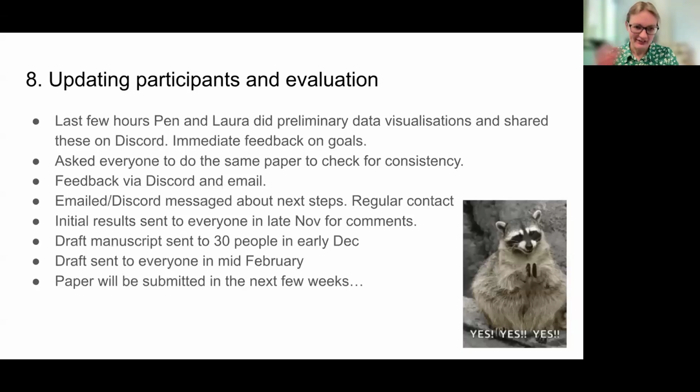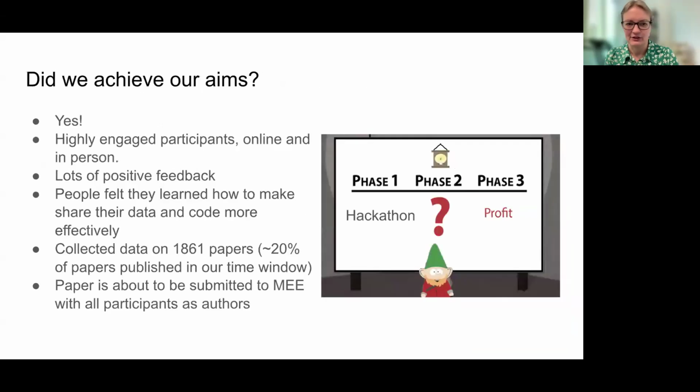Okay, and then in terms of updating people, we did preliminary data visualizations of the results so that we could show people before the end of the second day some of the results, and people were really happy because that meant people saw feedback immediately on goals. We also sent feedback via email and via Discord. We sent initial results out, and since then we've also sent around the draft of the paper that's going to be submitted. I'm just waiting on people's comments, which I'll incorporate next week, and then we'll hopefully get it submitted to Methods in Ecology and Evolution.